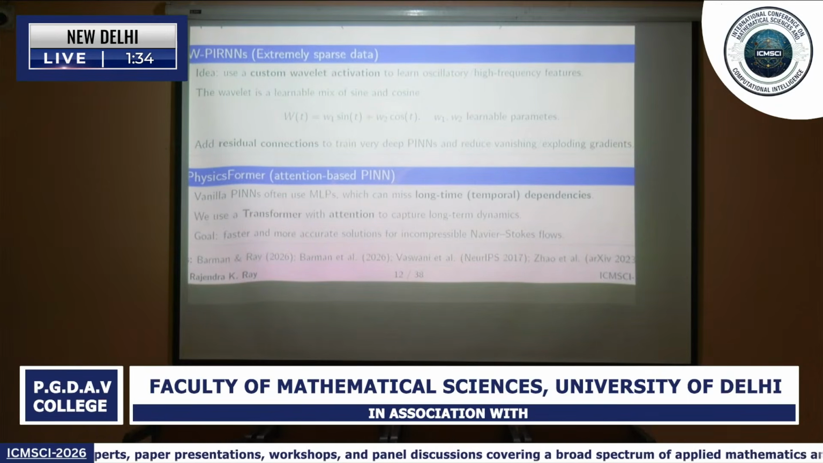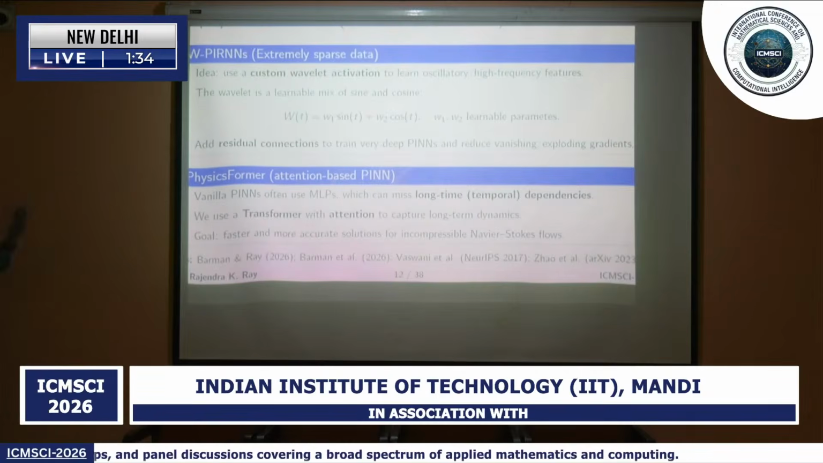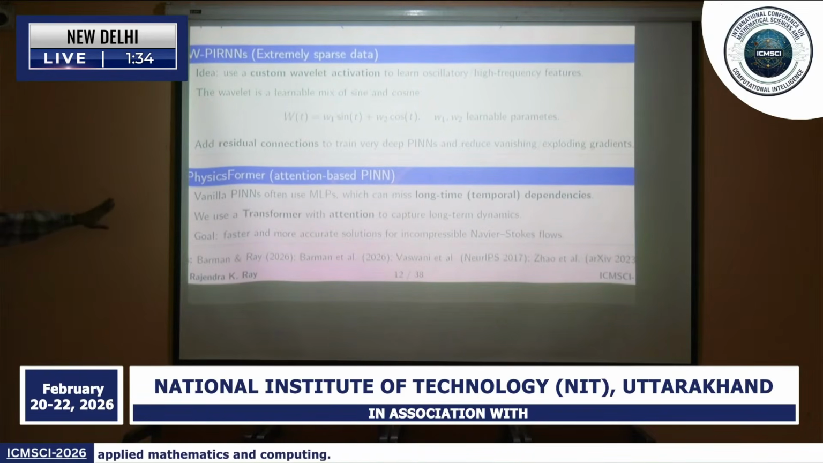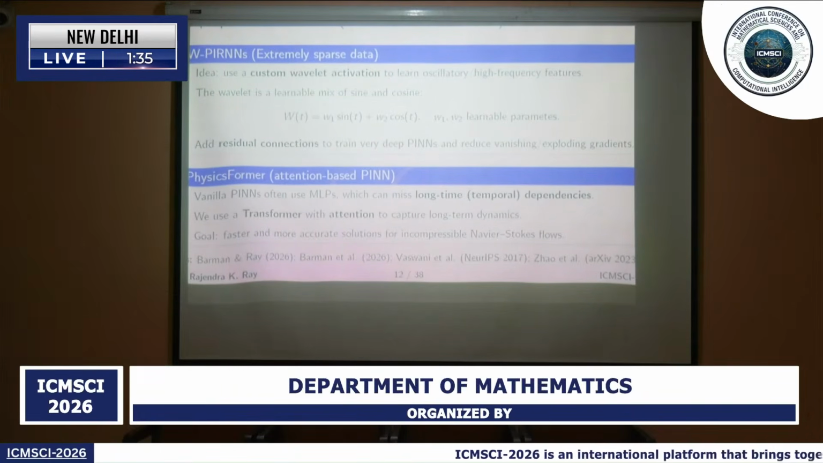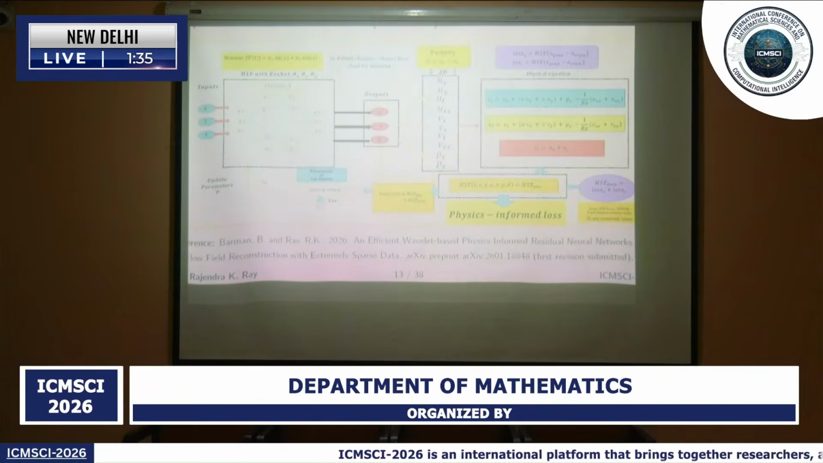So these are the two formulations. Here we have not used wavelet; we have used a simple tanh function as the activation function. Overall, with these two methods, the best thing about the physics former is that it is very fast. First, very few grid points or unknown values are required. Second, very little computational cost is required. I will come to both. So now come to the first architecture, that is WPIRNN.